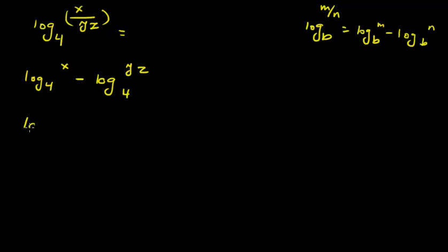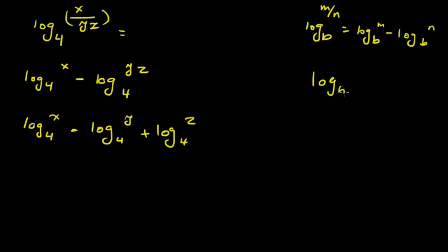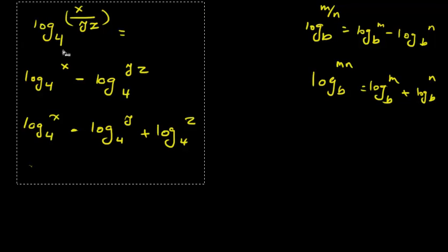So the next step is to simplify this one. So we have log 4 of x minus log 4 of y plus log 4 of z, because we have the second formula as log b of m times n, which is log b of m plus log b of n. So let's clear this section first.